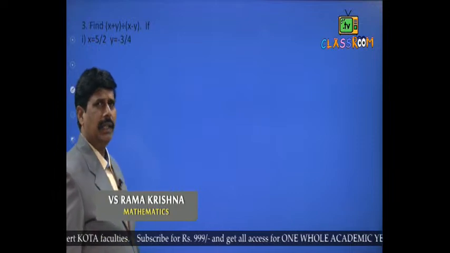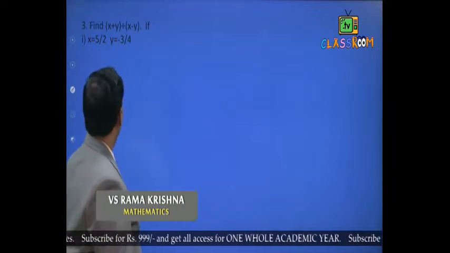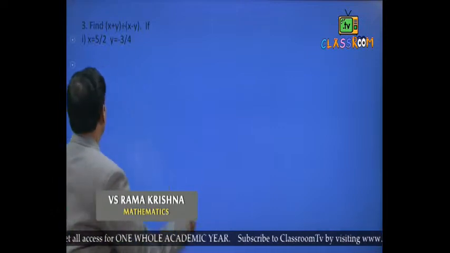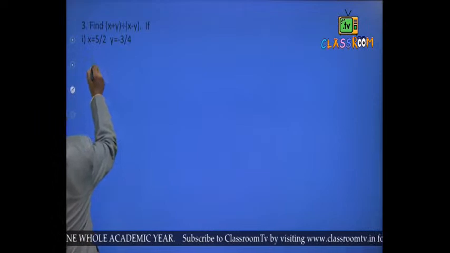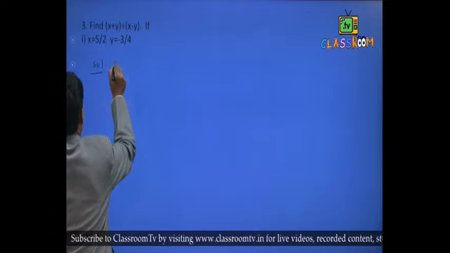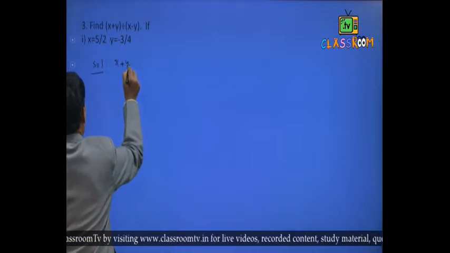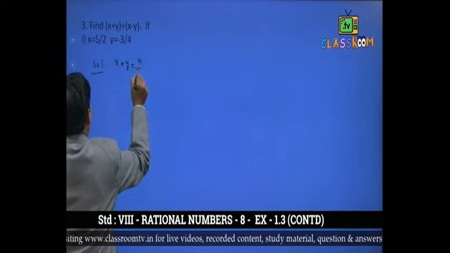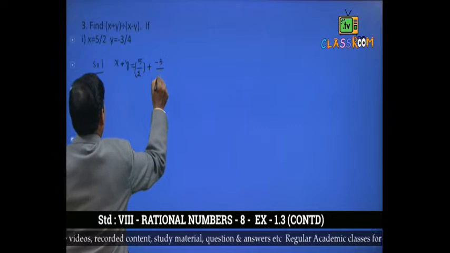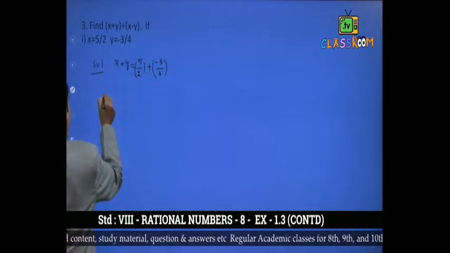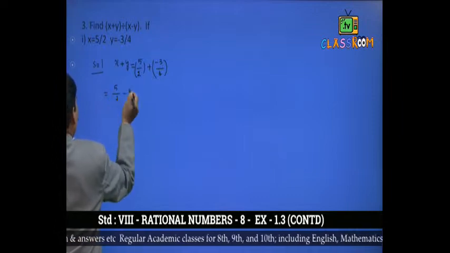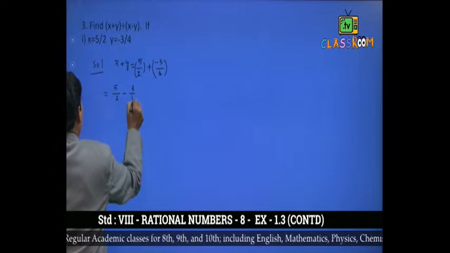Find (x + y) divided by (x - y) if x is equal to 5 by 2 and y is equal to minus 3 by 4. Let us see now. First we will find out what is x plus y, children. x plus y is equal to 5 by 2 plus minus 3 by 4. So this is equal to 5 by 2 plus into minus is minus 3 by 4.